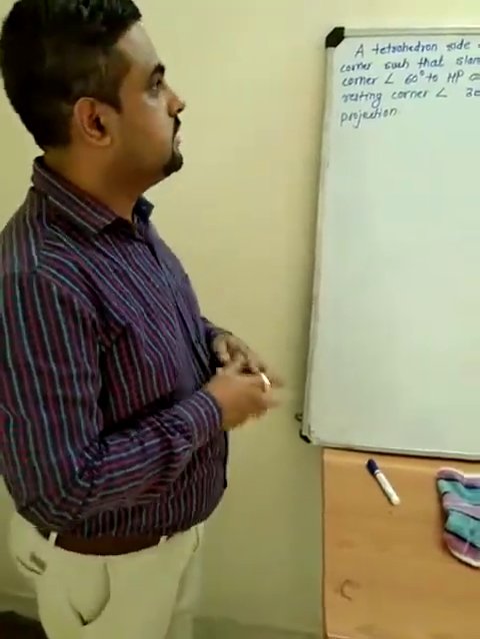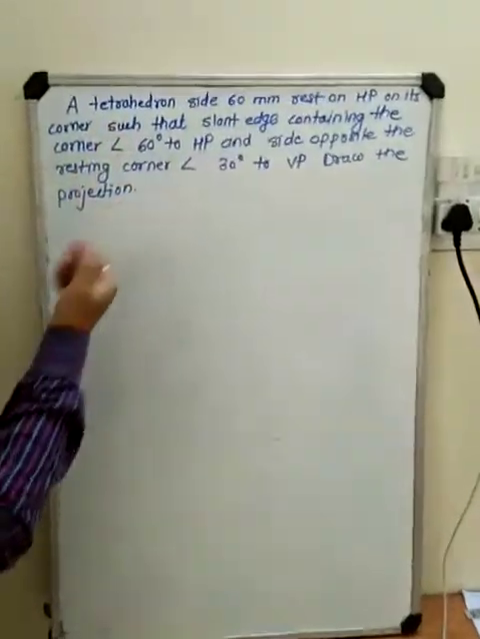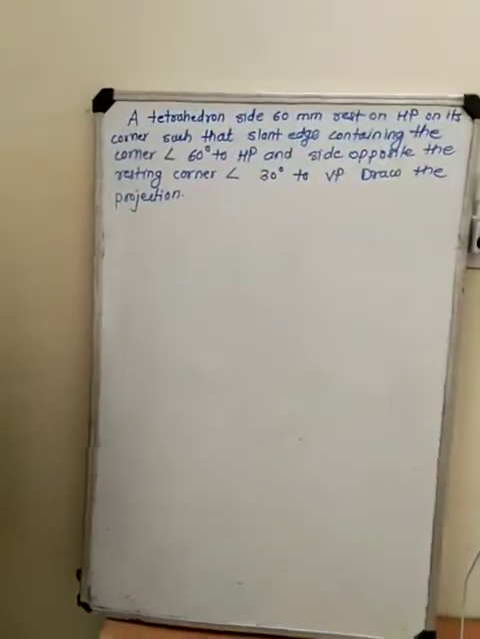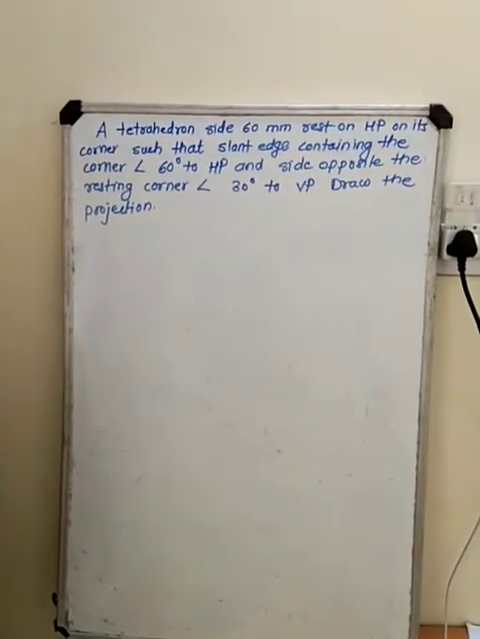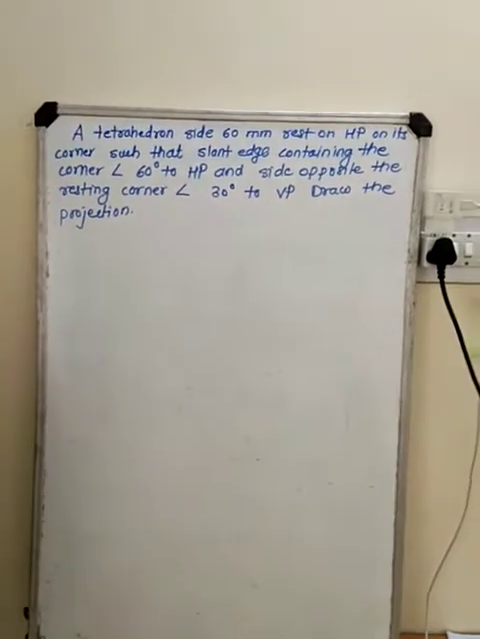Okay, now this is the new problem. First of all, read this problem. It is a problem on tetrahedron, and tetrahedron is a regular polyhedron, just like a cube.